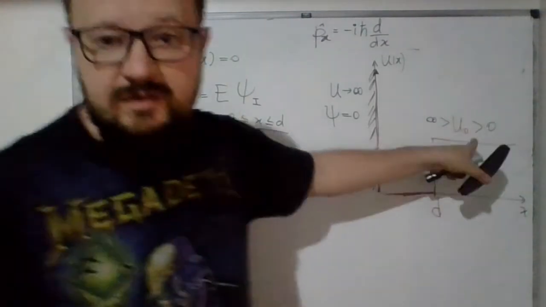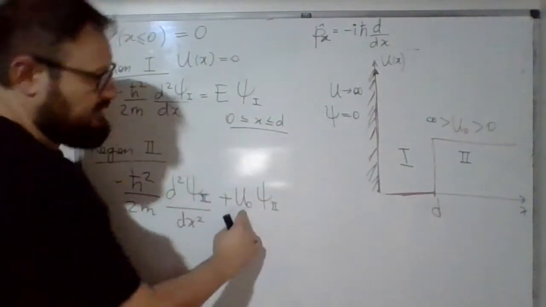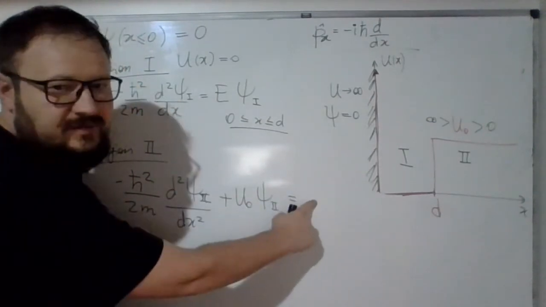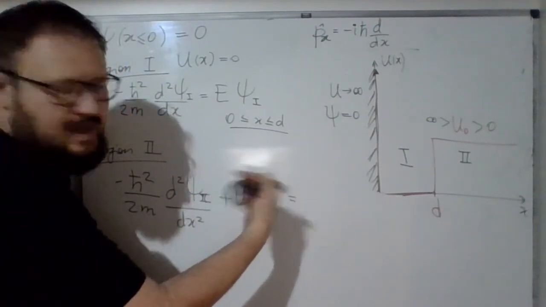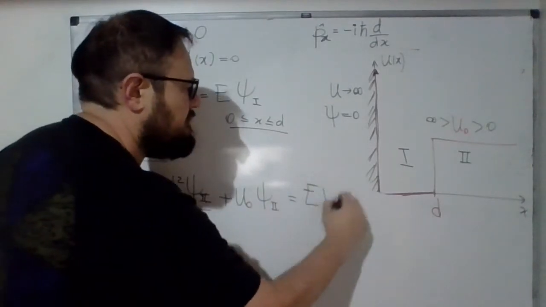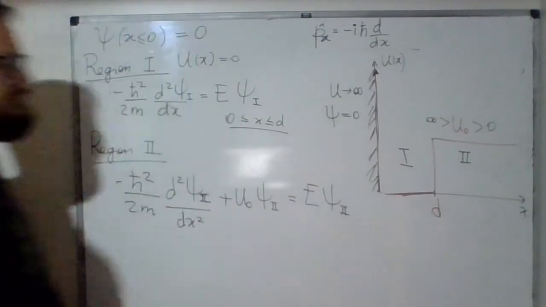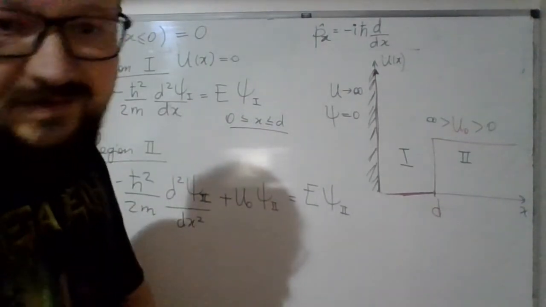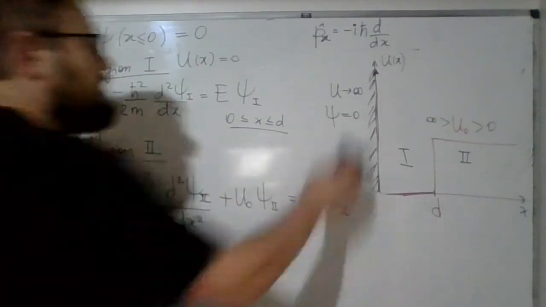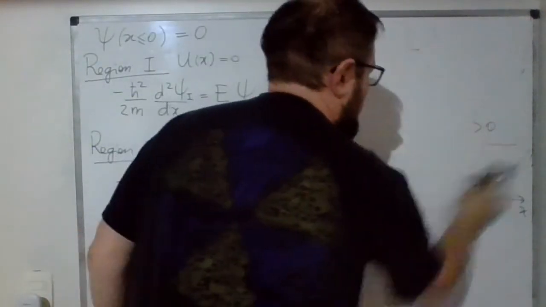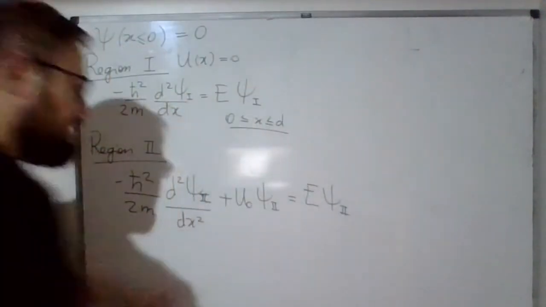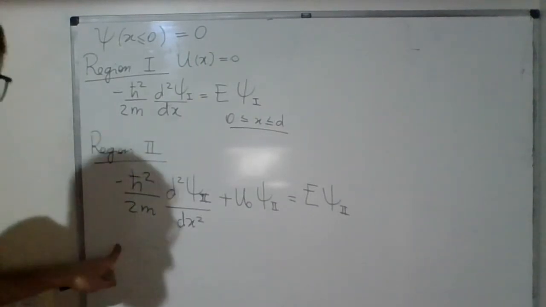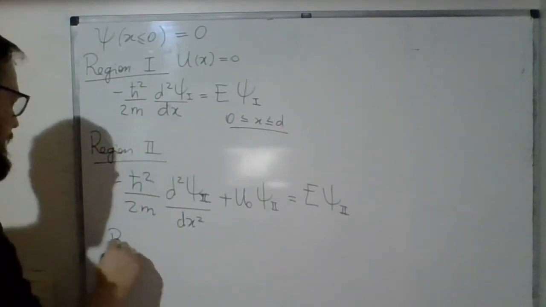Which is a constant, of course. So I can move it to the right-hand side of the equation. It just subtracts from the energy of the particle, right? They are functions of x, of course. They are functions of position. And we are interested in bound states.